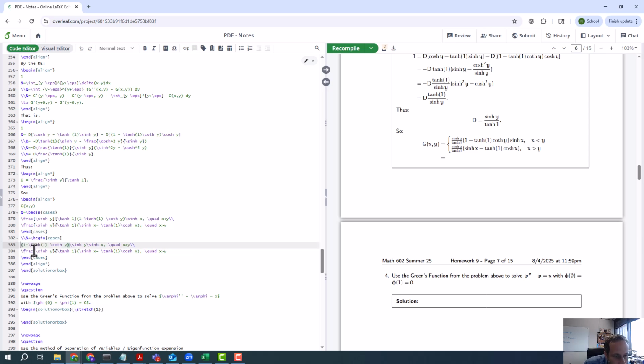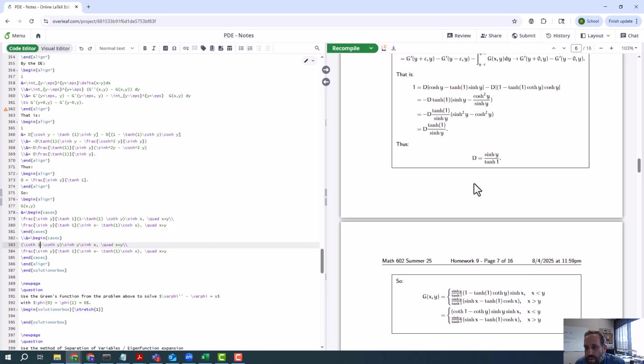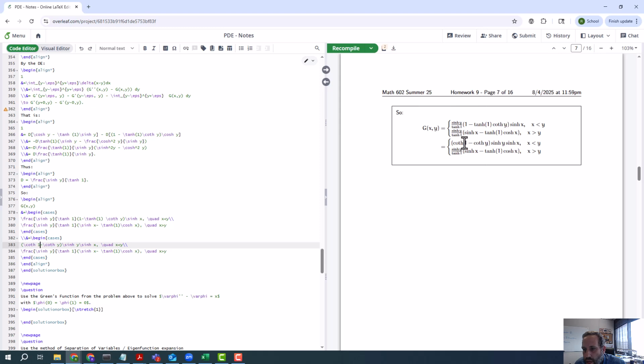But when we distribute the 1 over tanh 1, that's going to go away. And what we're going to have is 1 over tanh 1, which is coth 1. I need to fix the bottom one yet, so let me just see what that looks like. Okay, coth 1 minus coth y, I think that's how you say it, I don't know. Sinh y, sinh x.